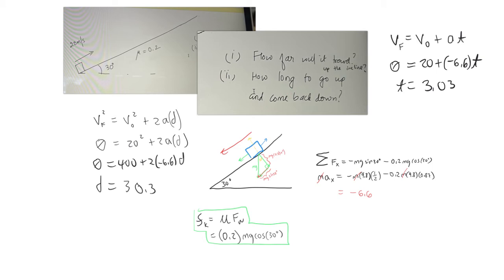Now, if they're asking how long it took for it to go up and then down again, we could say total time of the trip. Total time would be 6.06, just multiply it by 2. All right, so that is that one.